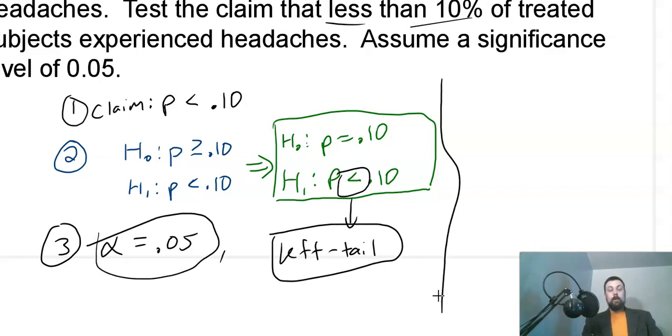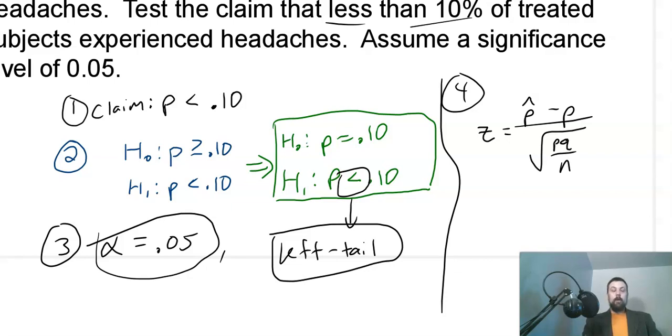All right. And so that's all there is to phase 3. Phase 4, test statistic. I'm not going to write it out. I'm just going to go ahead and find it. Same formula as the previous problem. We have p hat minus p over the square root of P times Q over N. Right? So we need to go find all this information.